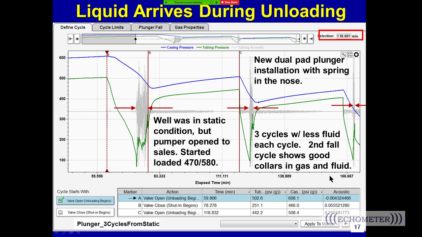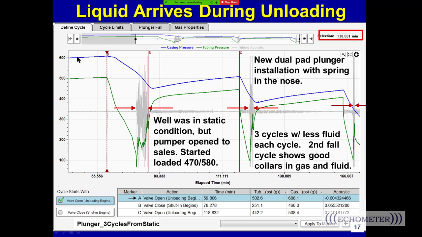Notice here that lapse time is in minutes. The casing pressure minus the tubing pressure is 100 psi. 100 psi in 2 3/8 inch tubing is about 250 feet of gas-free liquid. So it's about 100 psi, 250 feet. Now, that's a rule of thumb. It's approximate. I use those numbers because they're easy for me to remember.